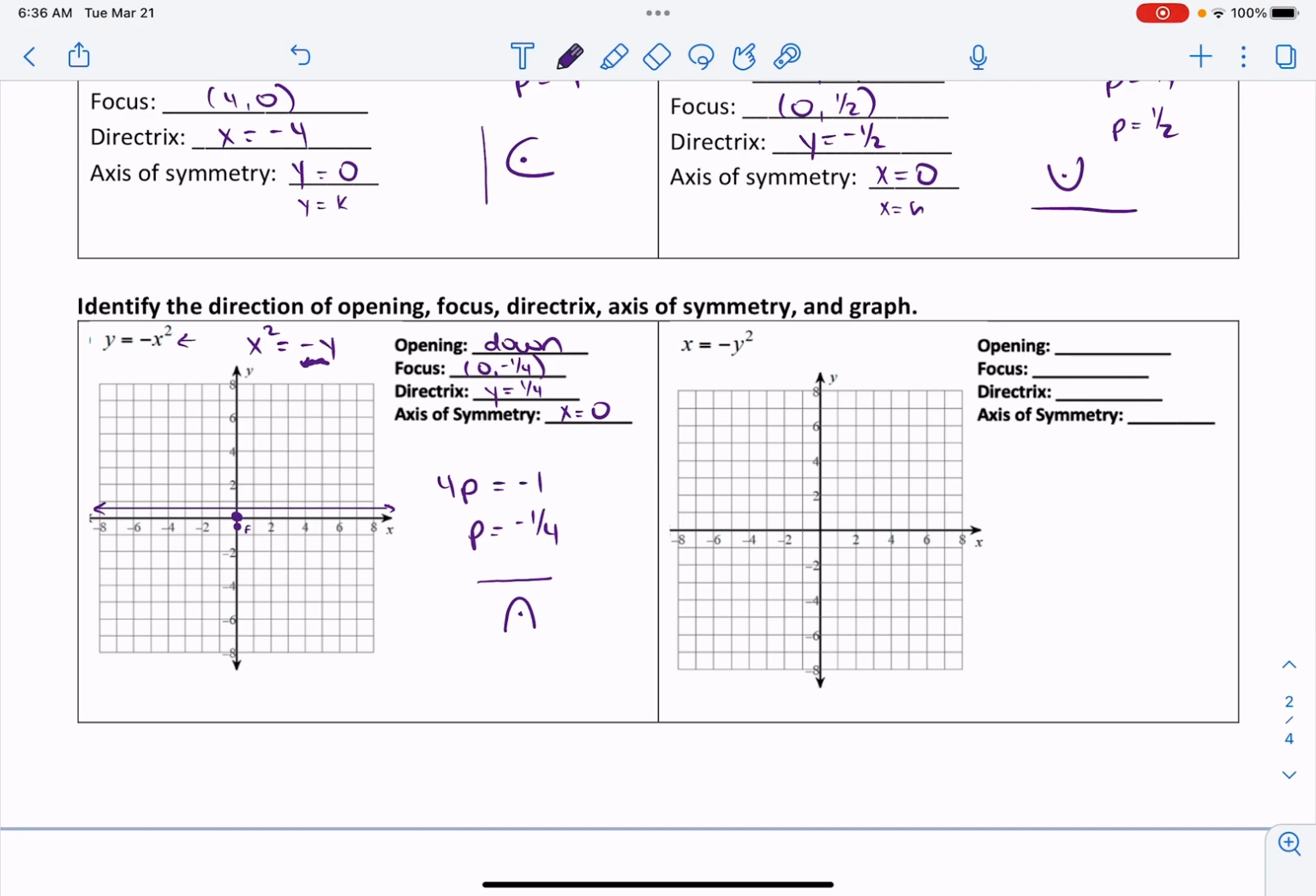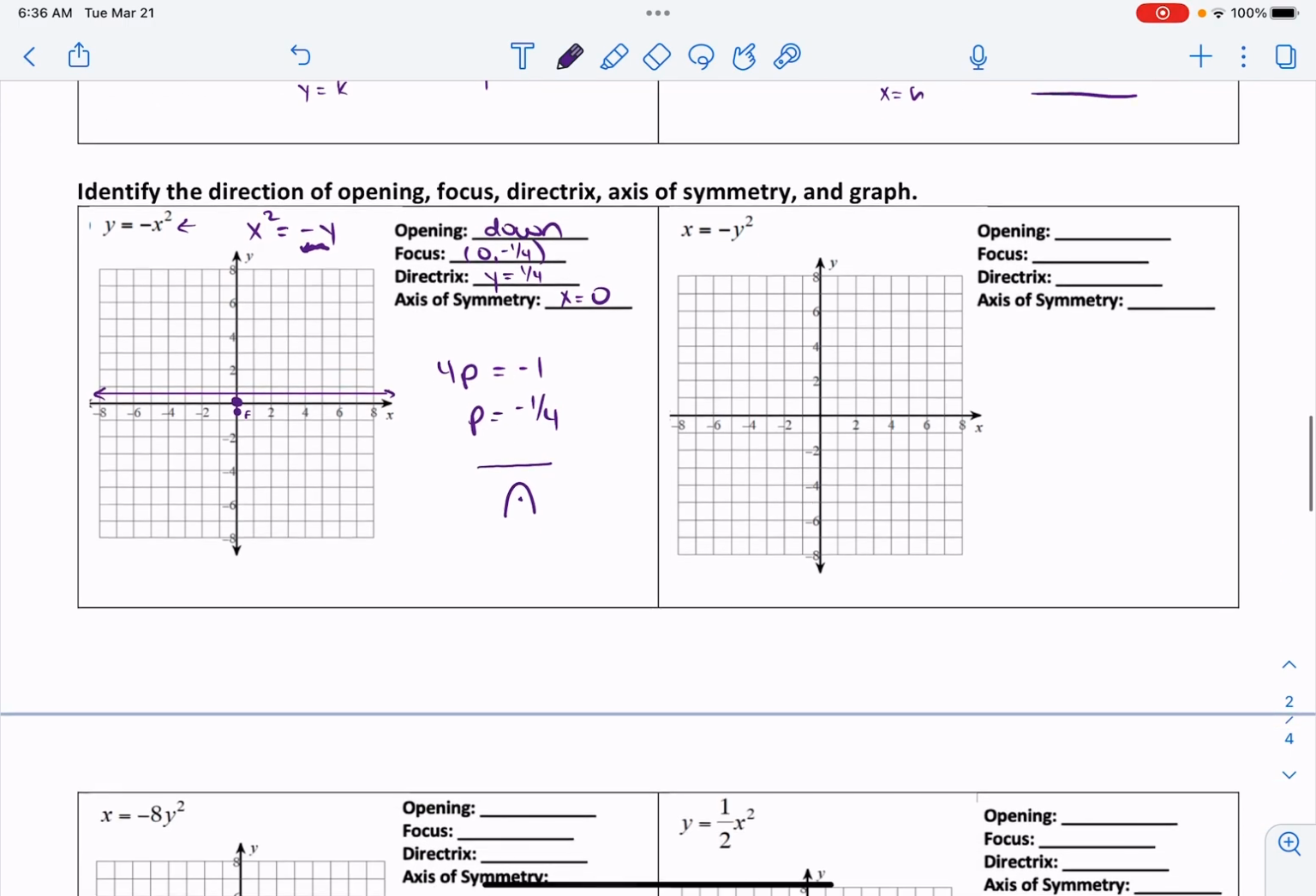Okay, now I do need to know that it is a U shape, so I do need to get other points. What I'm going to do, you can plug in values for x and come up with them, or you can actually let, which is what I would like you to do here, get the points that are right next to the focus. Since we know the y value is -1/4, because that's your p-value, you're going to plug it in.